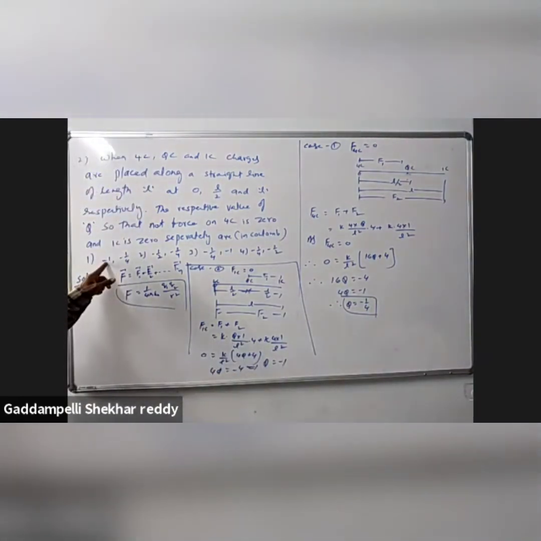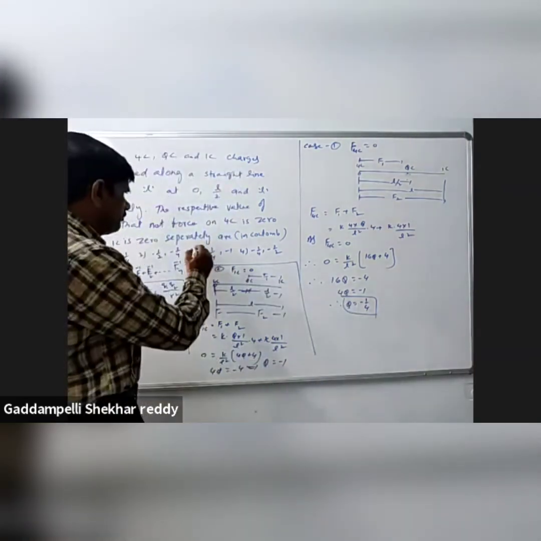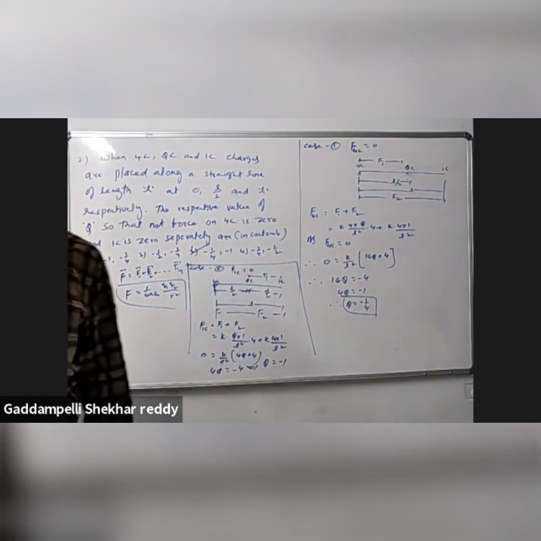Here, what is the answer? In case 1 it is minus 1 by 4. According to the given options, minus 1 by 2 and minus 1 by 4 are not correct. Here minus 1, so that means the third is the correct answer.